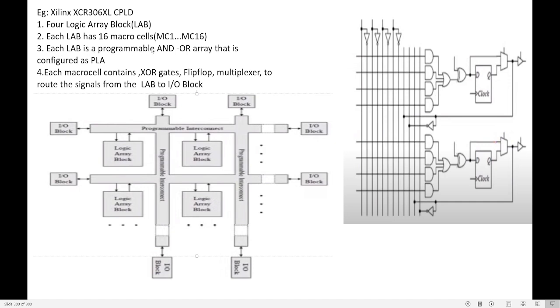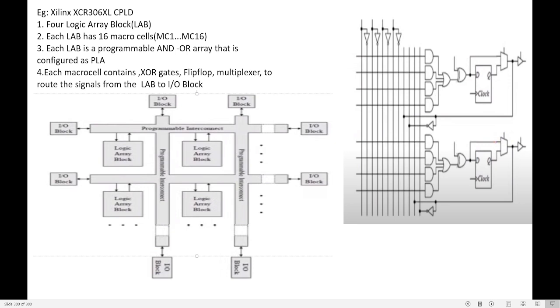Each LAB is programmable, and each LAB has programmable AND, OR, XOR, flip-flops, all this, so that it is used to establish a combinational circuit or design a sequential circuit. Each macro cell contains XOR gates, flip-flops and multiplexers to route the signals from one block to other blocks. So this is an example of a CPLD. This is what you can write for CPLD as a short note, a basic introduction.